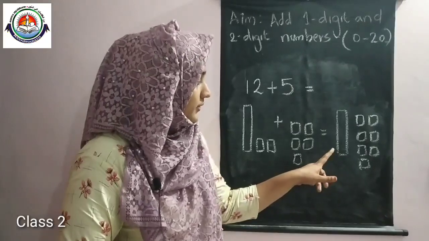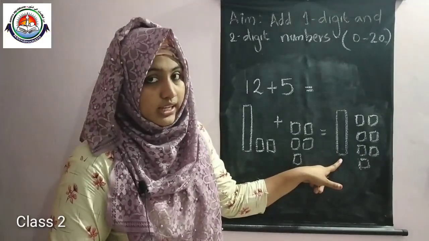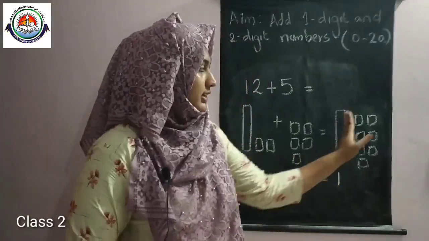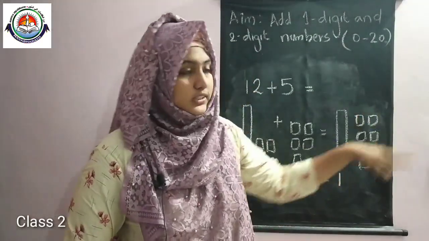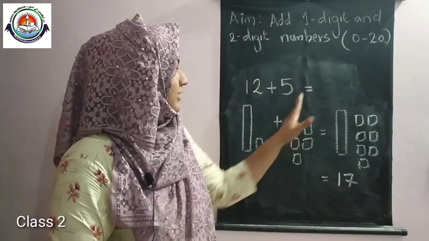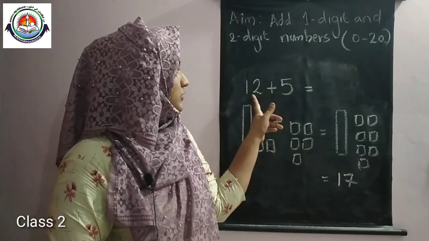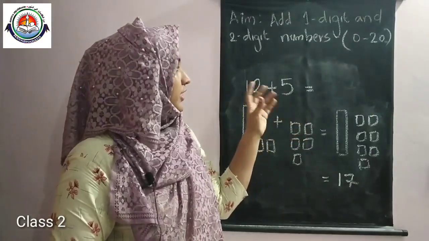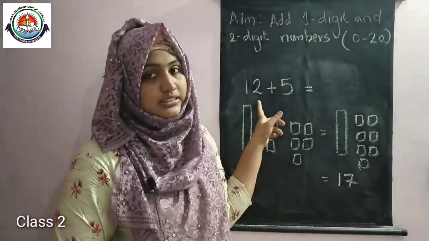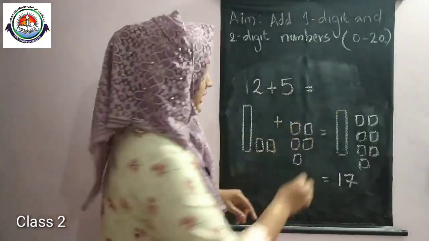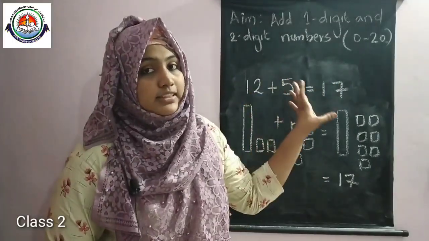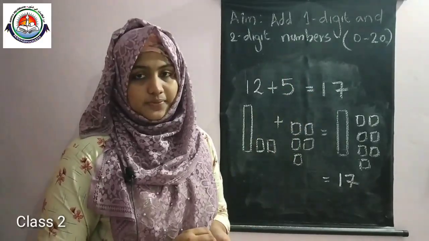Then which number did we get? Here only 1 tens block, so number 1. Then here 7 ones blocks, so in ones place number 7. Then we got, when we add 12 to number 5, or when Meera added 5 more cookies to the jar, then we got number 17, a total of 17 cookies in that jar.